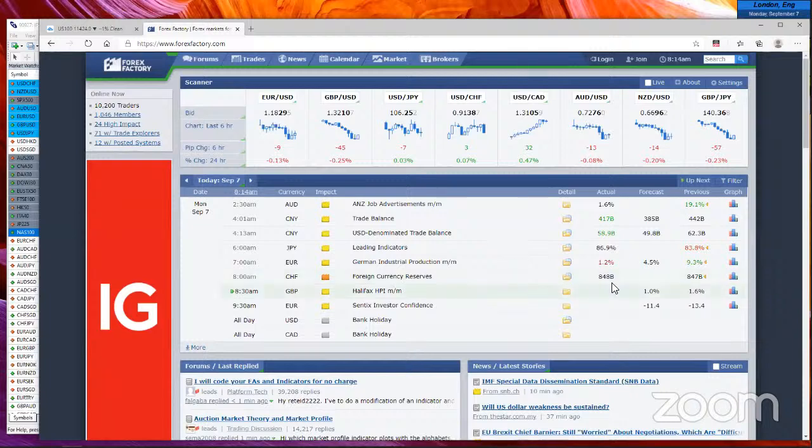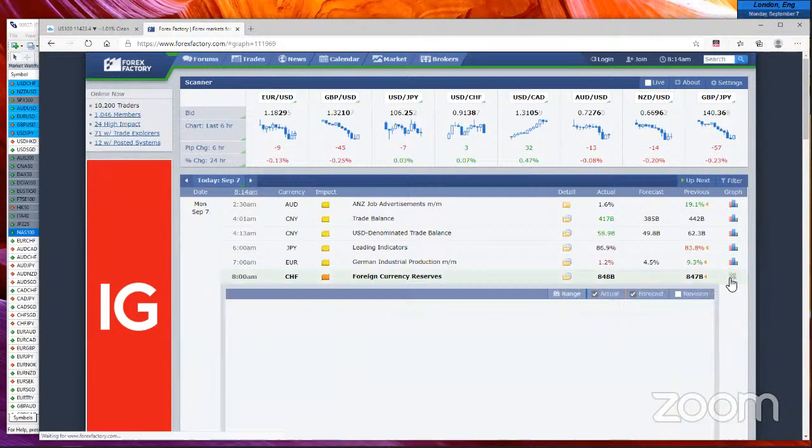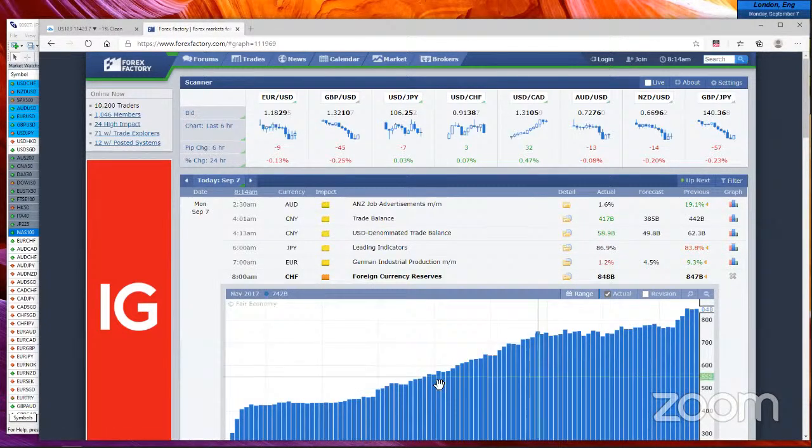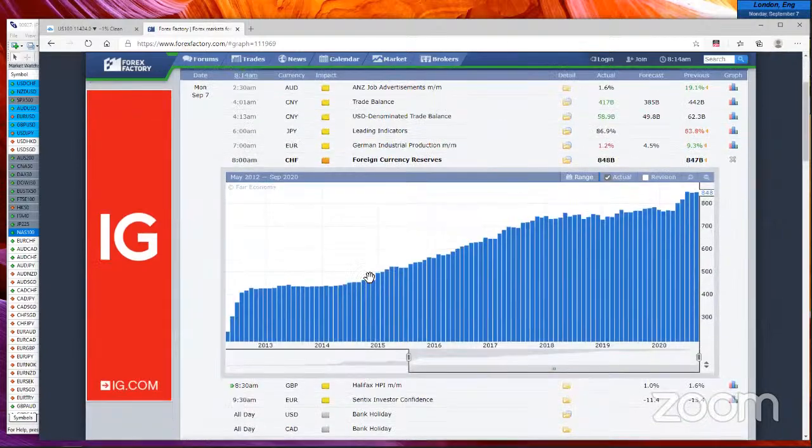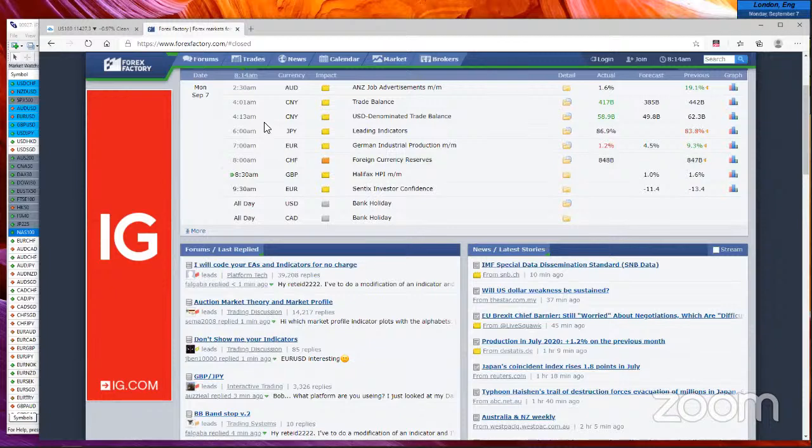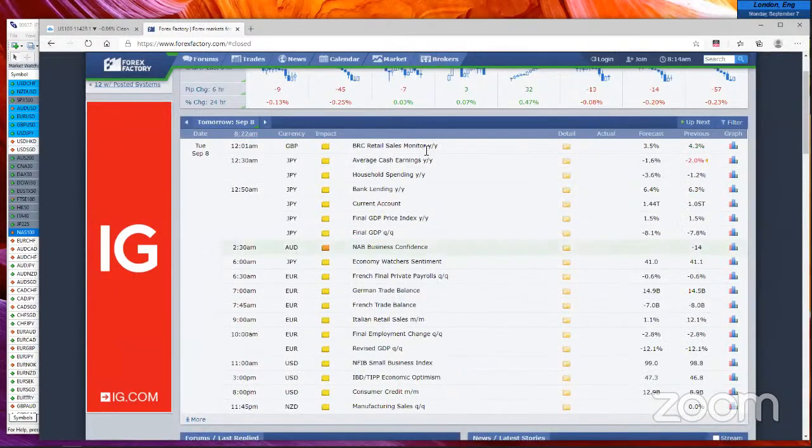Foreign currency reserves in Switzerland, not a number to get excited about. Let's just have a look at the graph on that. Well, they're building, aren't they? It's actually quite significant, maybe. Foreign currency reserves in Switzerland are building quite significantly.